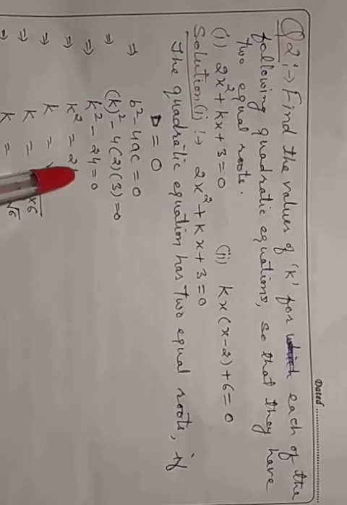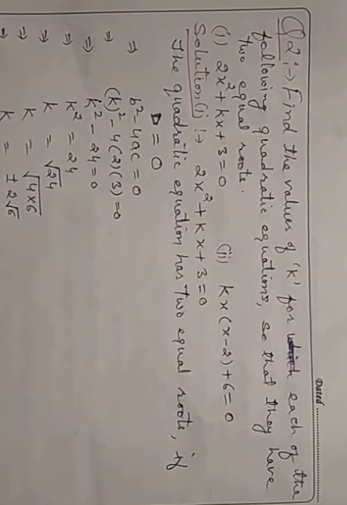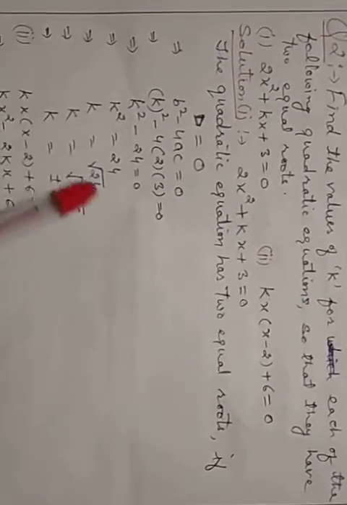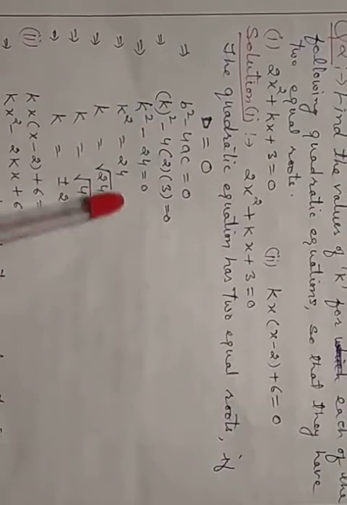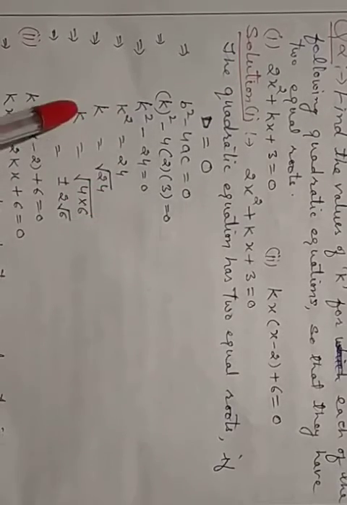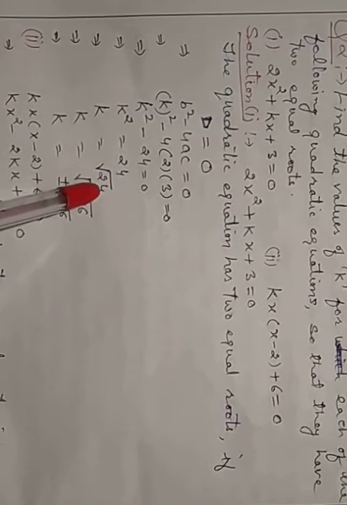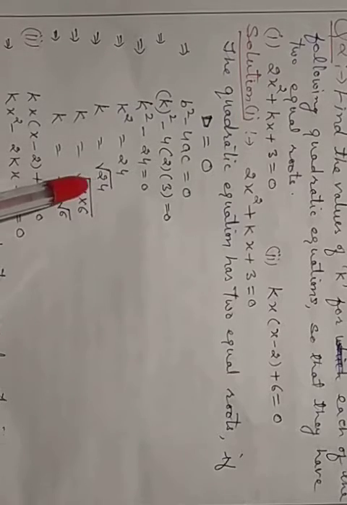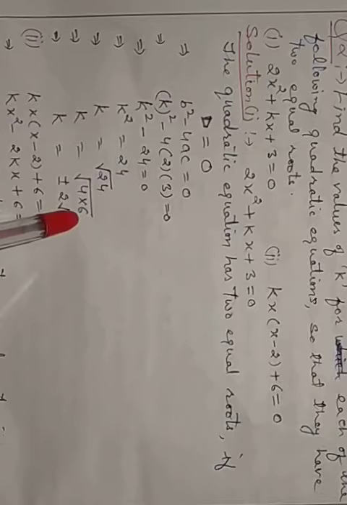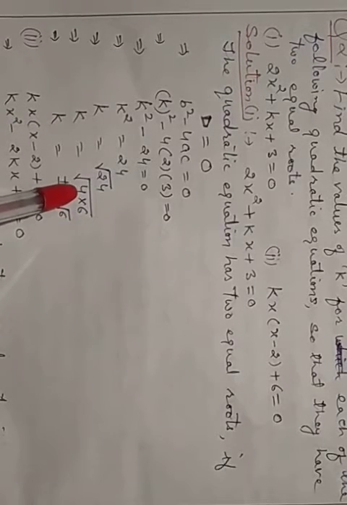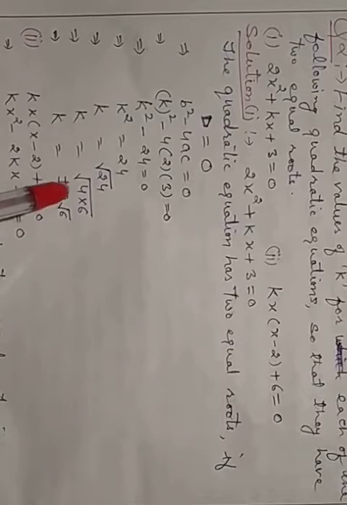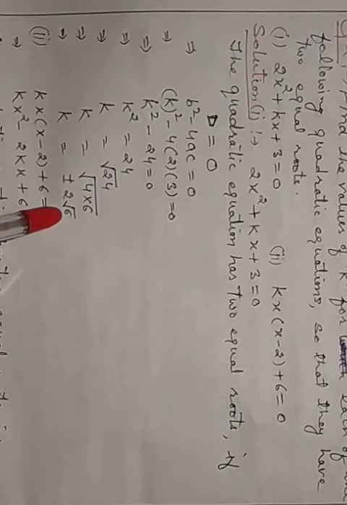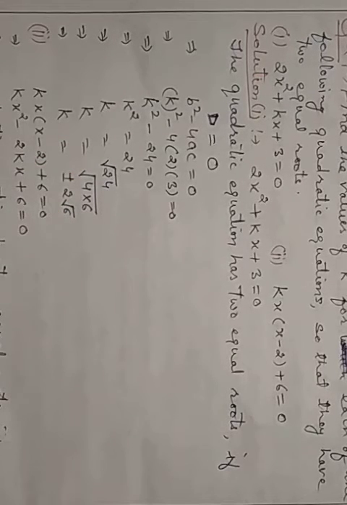K square, now change its side. K square is equal to 24. Since we want k only, k is equal to square root of 24. Now factorize 24 in such a way that one of the numbers has a perfect square root. 24 can be written as 4 times 6. The square root of 4 is plus minus 2, so k is plus minus 2 under root 6. So that is the value of k.